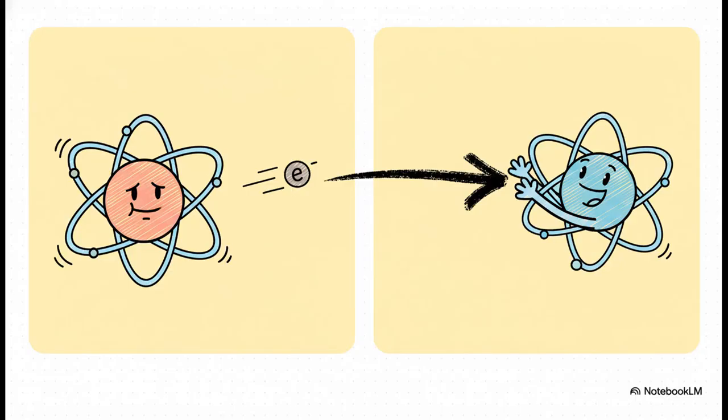But let's simplify it. Redox always involves two parts that happen at the exact same time. One substance undergoes oxidation, which is the loss of electrons. The other undergoes reduction, which is the gain of electrons. So one loses electrons, the other gains them.